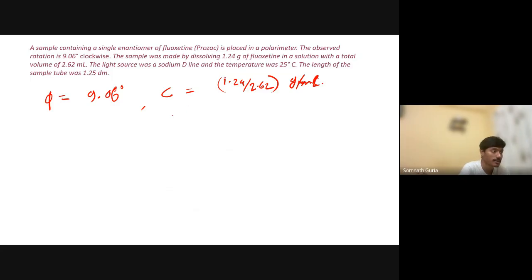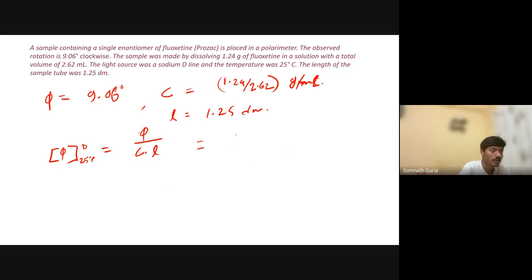and you have the path length around. L is that 1.25 decimeter. So it's very easy right now. We have to calculate the specific rotation, which is phi, and that phi, the d lamp 25 degree. We have to write it 25 degree. See, to calculate phi specific, we have to calculate specific rotation, C into L.